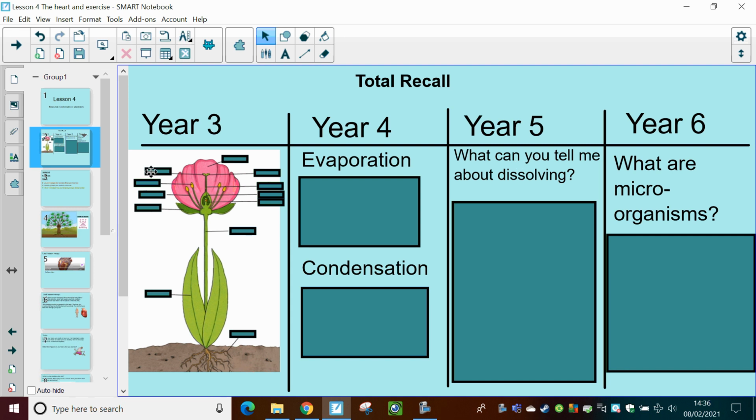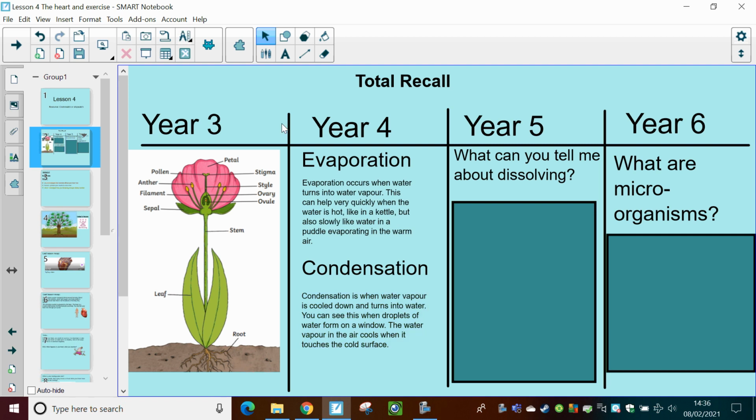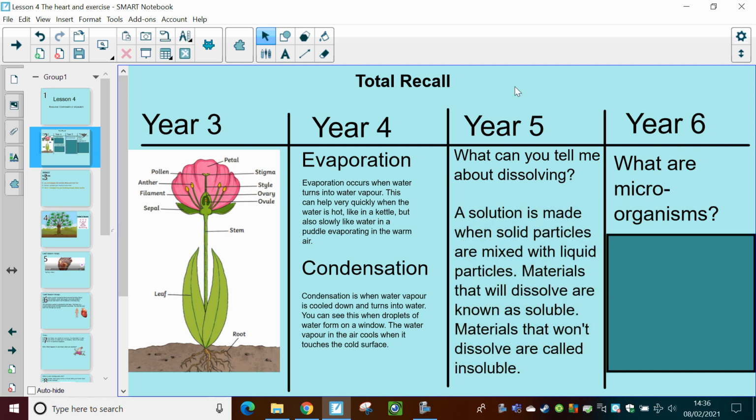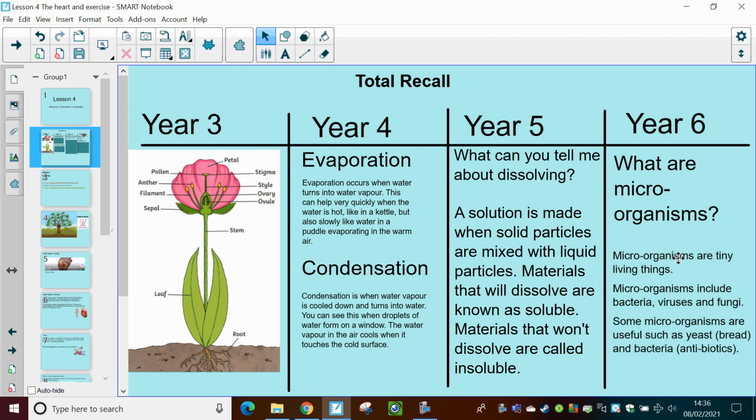Okay, so let's reveal the parts of the plant. See how many you are able to remember. We've got main parts of the plant and then both male and female reproductive parts. Pause the video and have a read of those definitions for evaporation and condensation and see how close you are. Here's my little paragraph on what dissolving means to me. And then microorganisms, the most recent thing we've looked at. Well done for having a go at those.